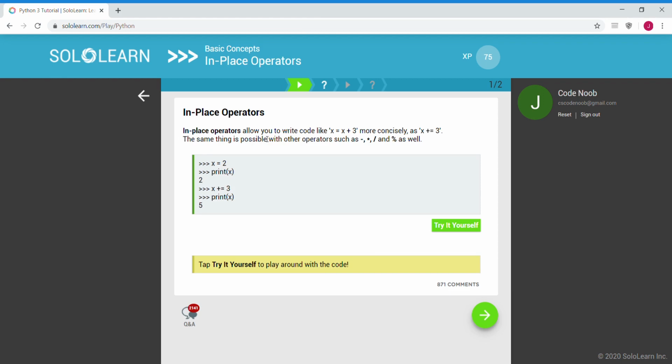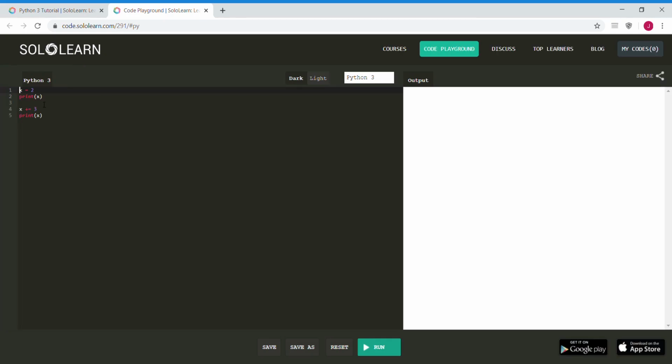In-place operators allow you to write code like x equals x plus 3 more concisely as x plus equals 3. The same thing is possible with other operators such as minus, multiplied by, divided by, and floor division as well. x equals 2, print x, 2, x plus equals 3, print x, 5. Okay, so what that's just saying is it's giving you an easier way to write these types of operations. It's just shortening it down to cut out the x. So let's go ahead and just jump in here and play around with that a little bit.